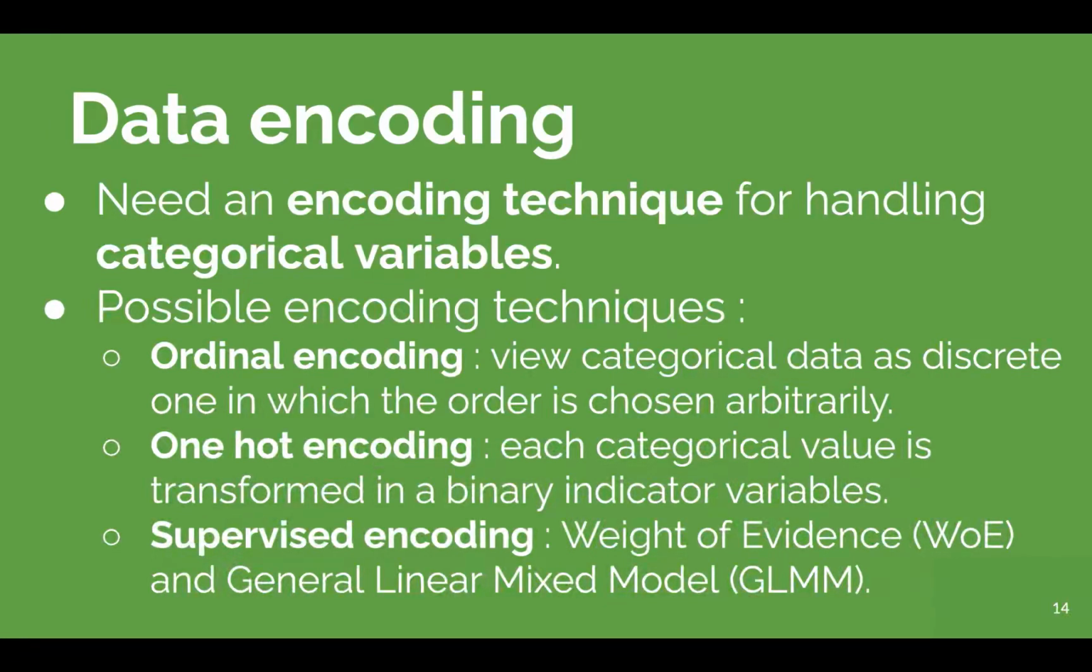Another technique is the use of dummy variables in which categorical values are transformed into binary indicator variables. This is known as one-hot encoding. We also studied 2 supervised encoding techniques, which are the weight of evidence and the generalized linear mixed model encoding. Supervised because they both need a reference attribute called a predictor to encode the categorical attributes in a way that maximizes the correlation between the pair.